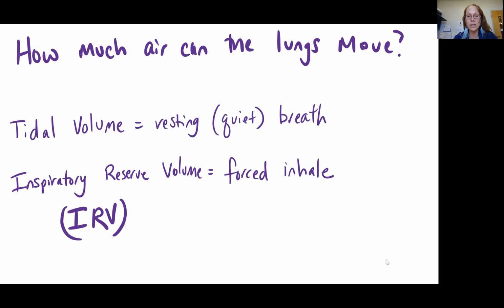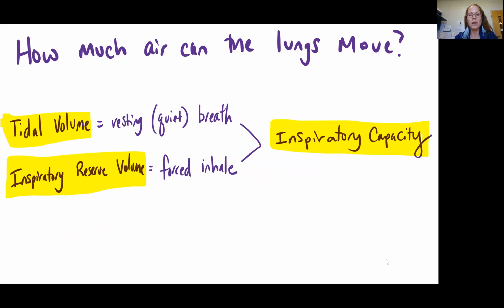Okay, so this is your forced inhale. So collectively, your quiet inhale plus your inspiratory reserve volume makes up your inspiratory capacity. So if I do one long inhale, how much air can I suck in through my nose? That is my inspiratory capacity.